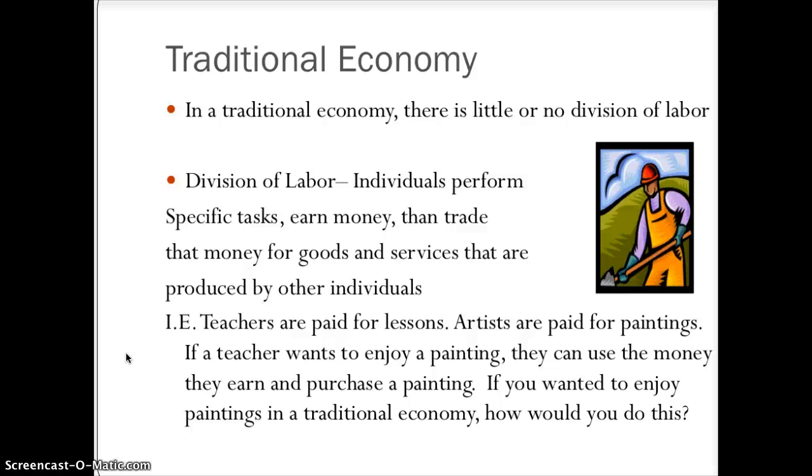My example on the bottom, here's how division of labor works for me. So teachers are paid for lessons and grading papers, etc. Artists are paid to make paintings. If a teacher wants to enjoy a painting, they can use the money they earn and purchase a painting. If you want to enjoy paintings in a traditional economy, how would you do this?